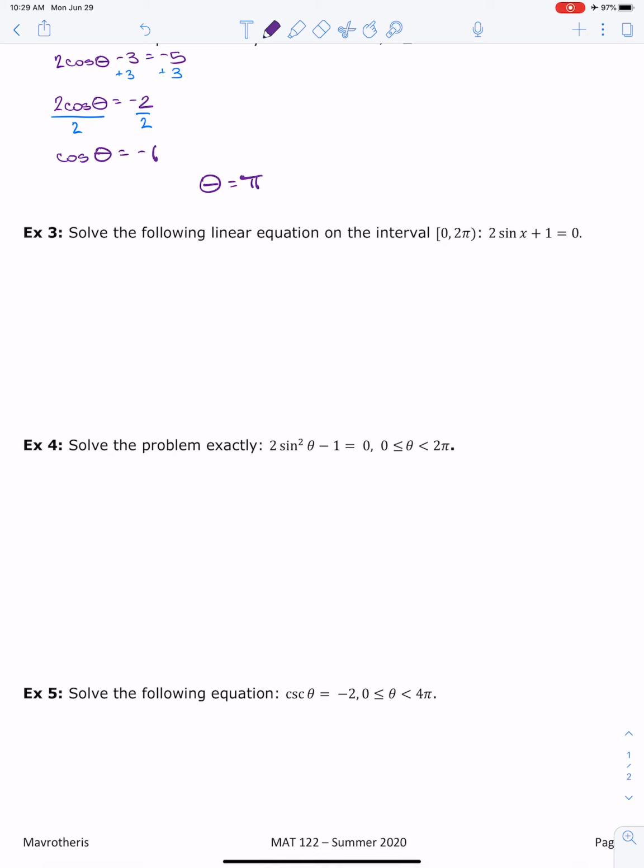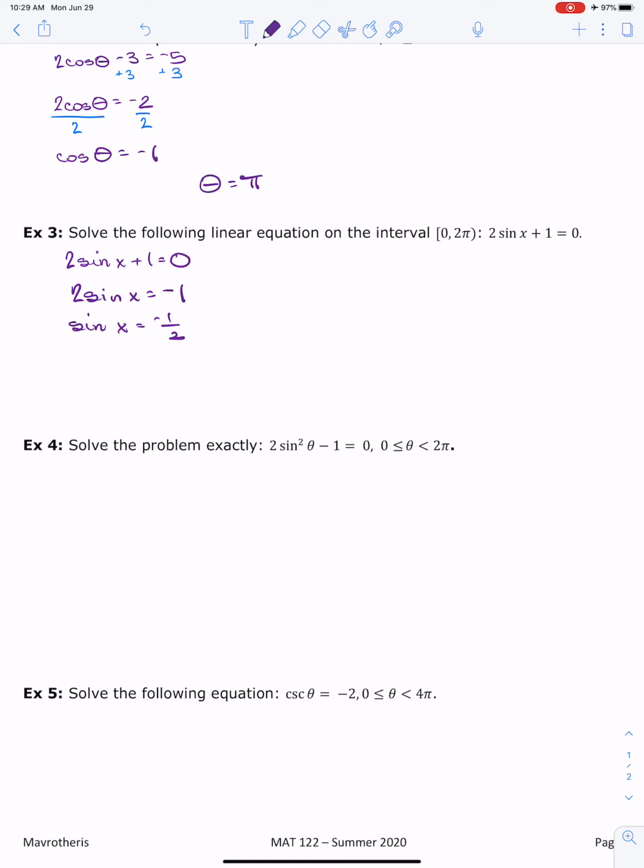Example 3. Solve the following linear equation on the interval 0 to 2 pi. 0 is included, 2 pi is not. Okay. So I've got 2 sine x plus 1. I'm going to move that 1 to the other side. I'm going to divide both sides by 2. I got the sine of x equals -1/2.